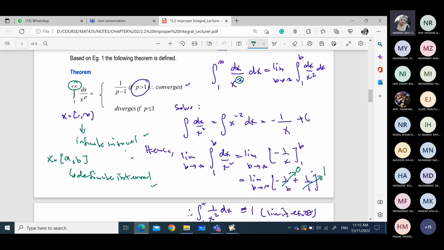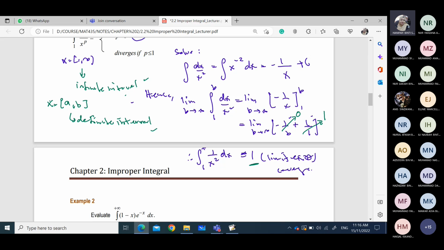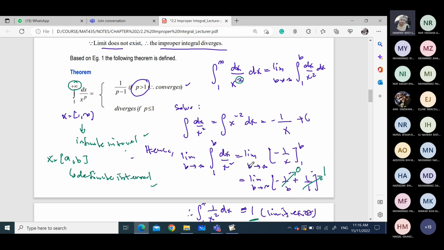So I take 1 over x to the power of 2. After we solve, we identified that it has a limit. Even if you get zero, we say the limit exists, as long as it has a value. Zero is a value. So we say the limit exists. Therefore, the improper integral is convergent. Okay. Any questions for example 1 or for the theorem?